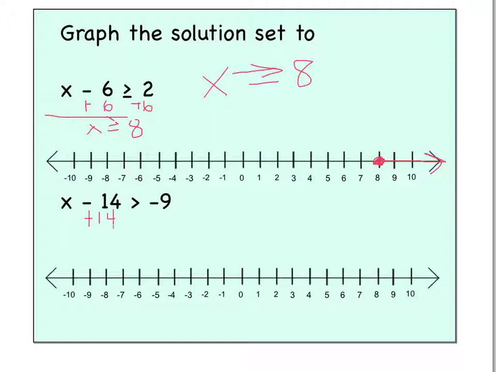Add 14. X is greater than 5. Just greater than, so I'm going to have an open circle. The numbers that are greater than 5 are all over this way.